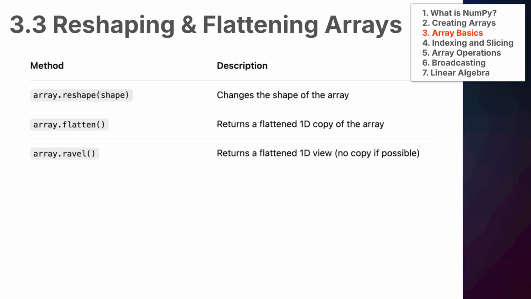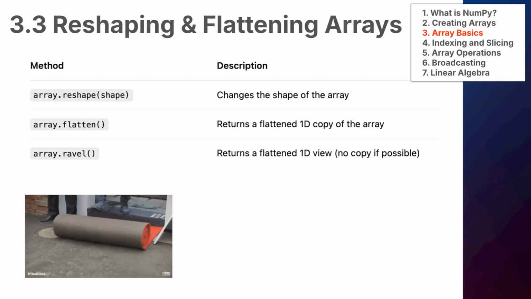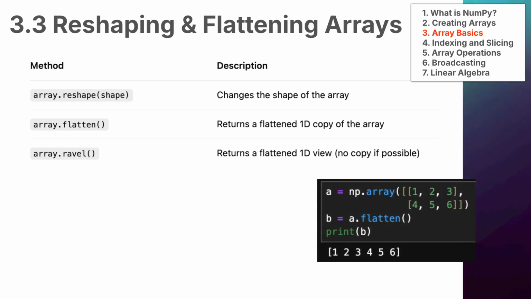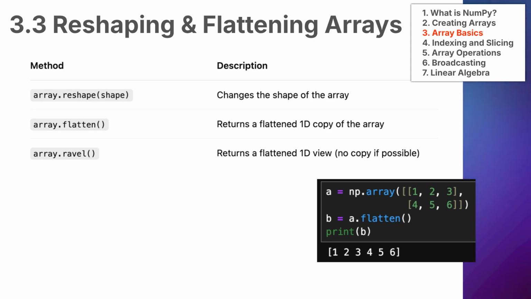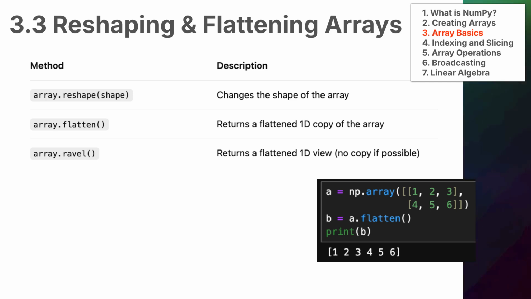Next, flatten. It turns any array into 1D. Sometimes you just want to take a matrix or a multidimensional array and lay it all out in a straight line, like unrolling a carpet. That's exactly what flatten does. In this example, the original array was a 2D array, but the flatten method returns a flat 1D array with all values from left to right, row by row. You can use this when you prepare input for machine learning models, which often want flat inputs.